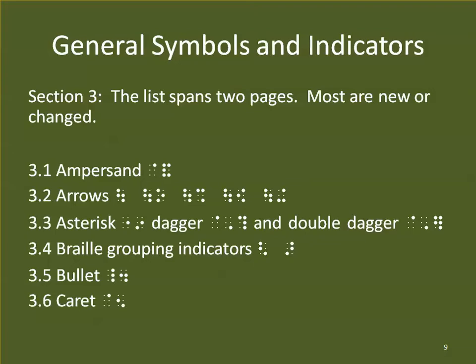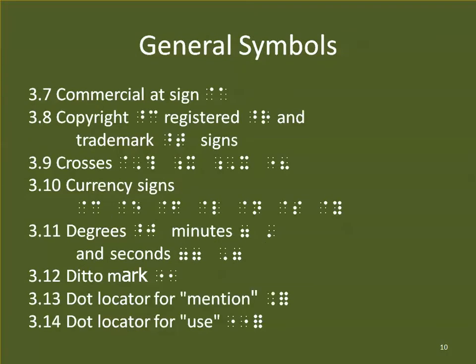The asterisk has changed, is now dot 5, dots 3, 5. And we will use that no matter what, no matter where, just like we have been using everything else, like the period. The dagger has changed, and also the double dagger. We have something called Braille grouping indicators. I've touched on those a bit in an earlier session. We'll be talking about those. The bullet is dots 1, 2, 3, 2, 5, 6. That has stayed the same since 2011. The caret has changed. The commercial @ sign is the same. Copyright, register, and trademark signs are the same.